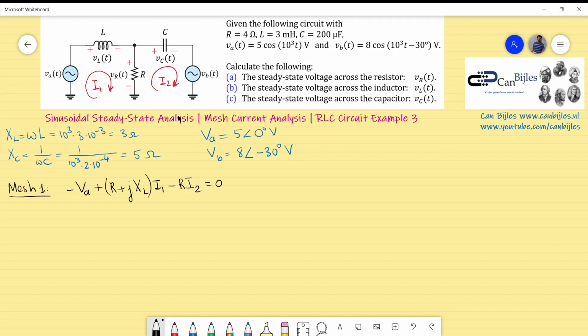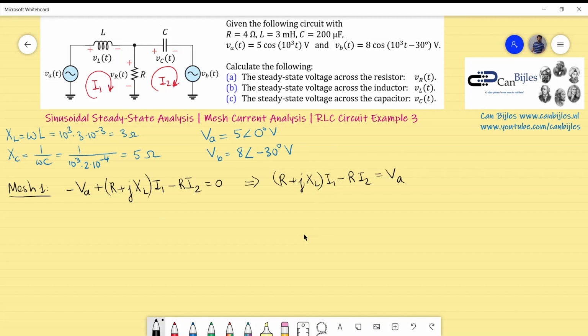Now if you write this in a different form, such that you have the voltage at the right side and the terms with I1 and I2 at the left side, you will have (R plus jXL) times I1 minus R times I2 equal to VA. Now I will do the same for mesh 2, but before I do, I will also substitute the values here.